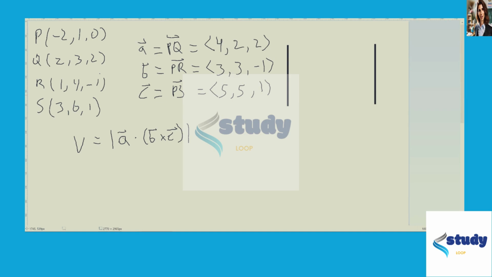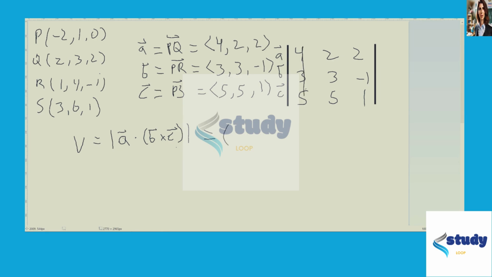Now, the textbook gives us a nice formula for volume as the absolute value of A dot with the vector B cross C. But instead of calculating a cross product and then a dot product, we can just plug in A, B, and C directly into our matrix here. So we can write 4, 2, 2, 3, 3, negative 1, and 5, 5, 1, and then calculate the cross product how we normally would with the values 4, 2, and 2 replacing I, J, and K.